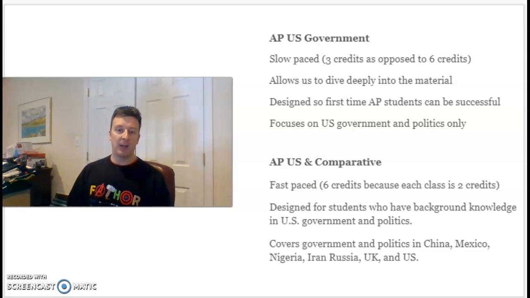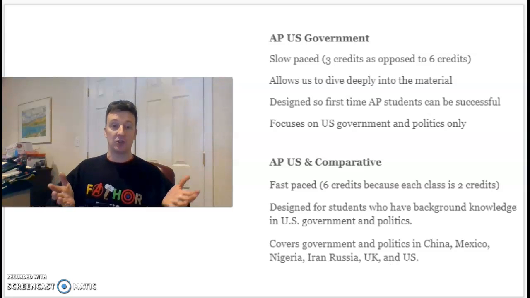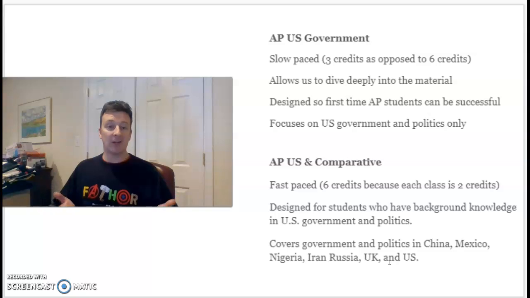AP US and Comparative Government is fast-paced. It is 6 credits, because each class is, just say 3 credits, but it says 2. All right, well, that's wrong. Each class is 3 credits. Designed for students who have a background knowledge in U.S. government and politics. Like, the idea is, I have 2 options in Comparative Government. One is that I teach double the content. And the other is that I cheat and I assume that people know stuff. I do both.